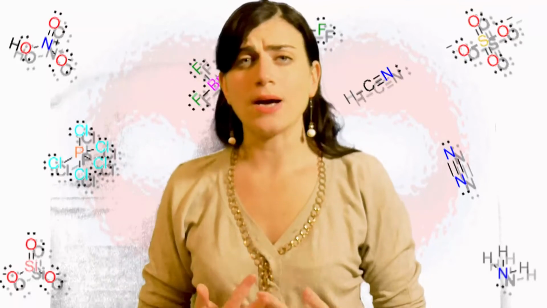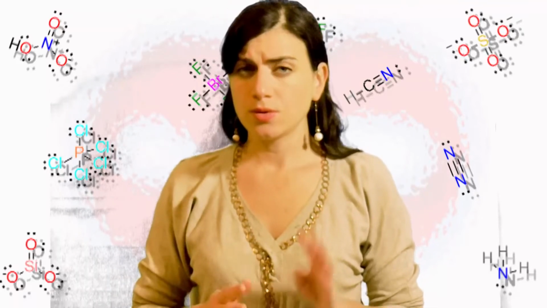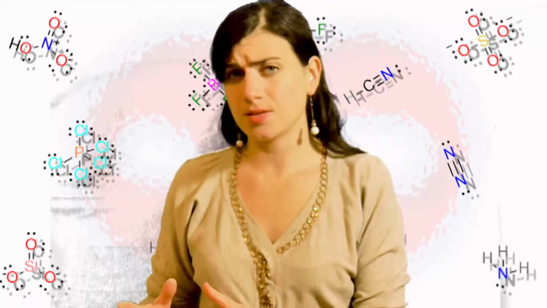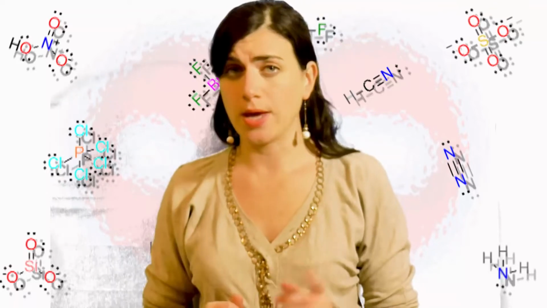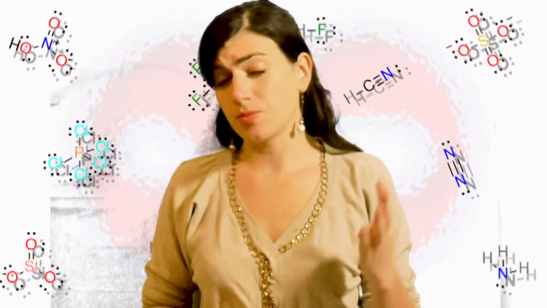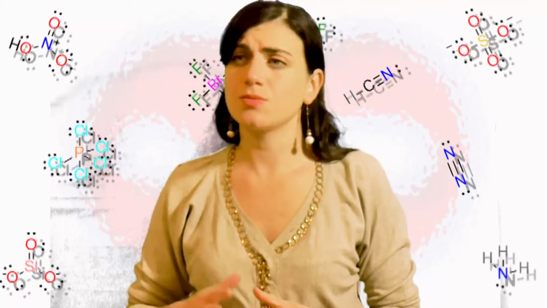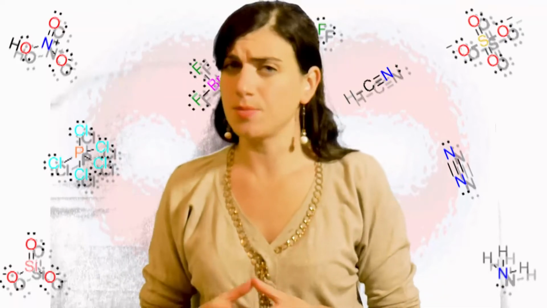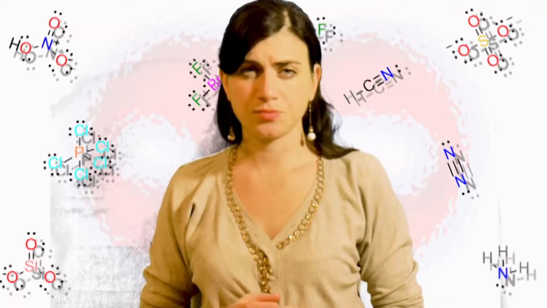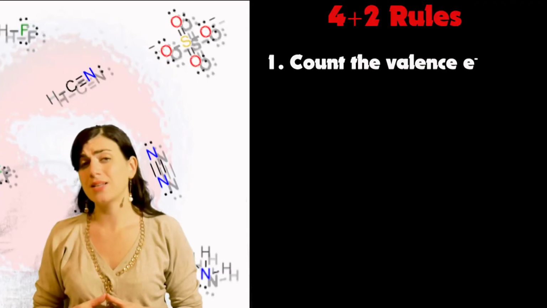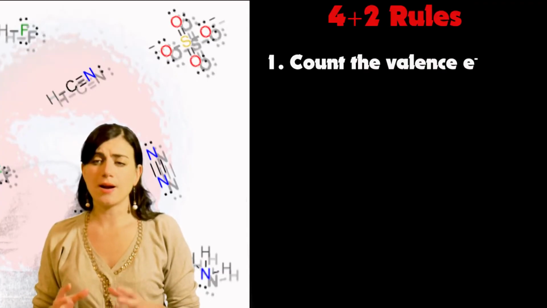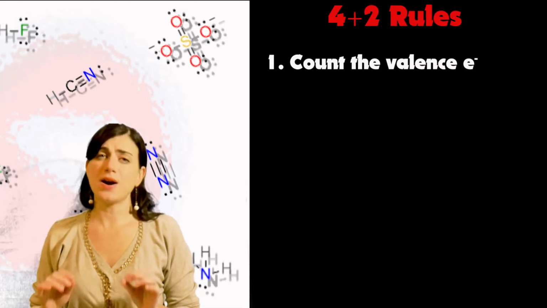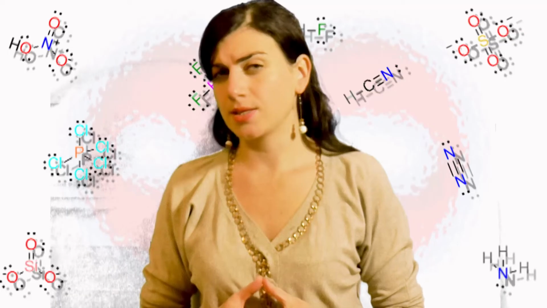Now let's see how to write these structures. I will show you the 4+2 rules, which can help you to do your exercise in a brief and straight to the point way. Why do I call that 4+2? Because the first 4 rules you have to use all the time, and the last 2 you have to use only in some cases. Let's start. First rule: count the valence electrons around all the atoms, sum them up, and then divide everything by 2. Let's do an example.